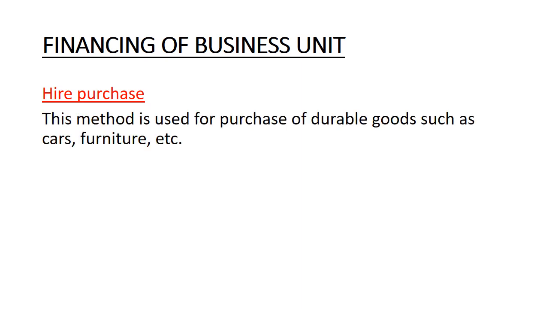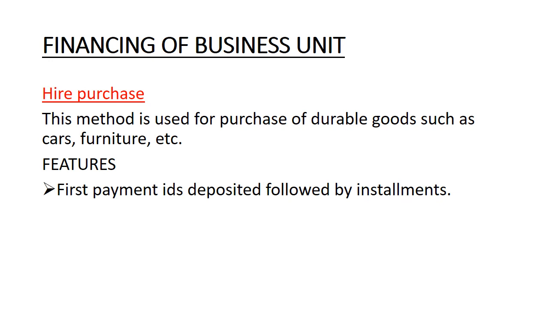So the next is hire purchase, which I think we discussed. Yes, we did discuss hire purchase. So this method is used for purchasing of durable goods such as cars, furniture, etc. So the features, of course, include first payment is deposited followed by installments. Whatever you want to buy, which you need for your business, most of the times are things like cars or furniture, not things for resale.